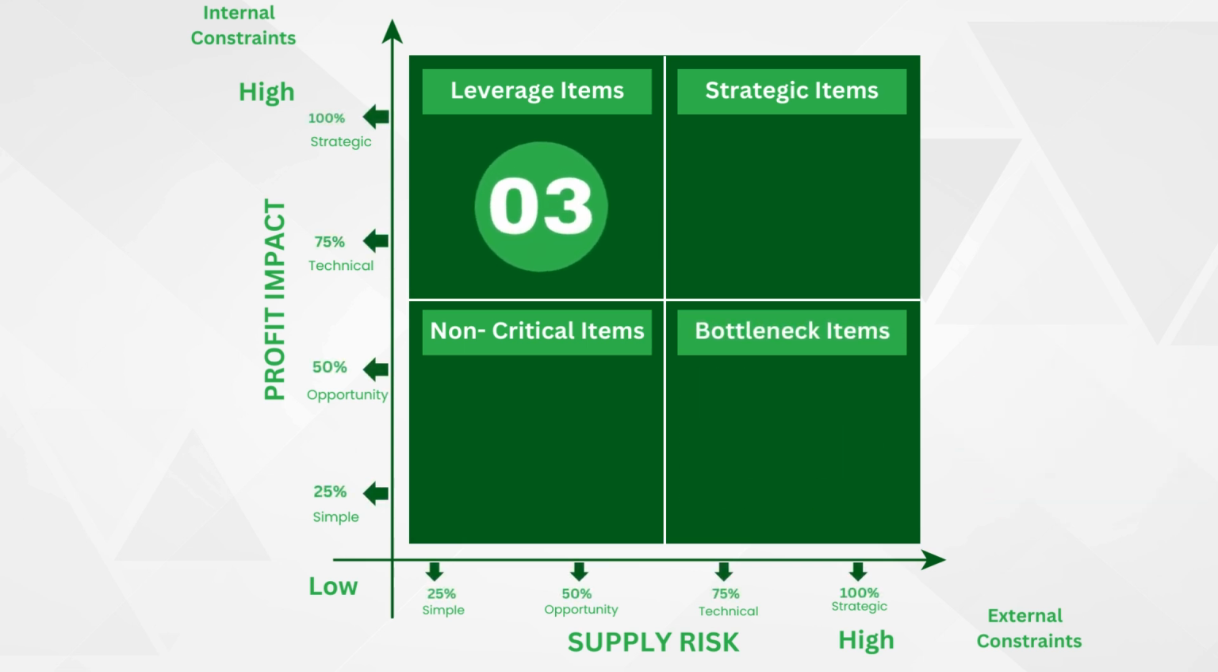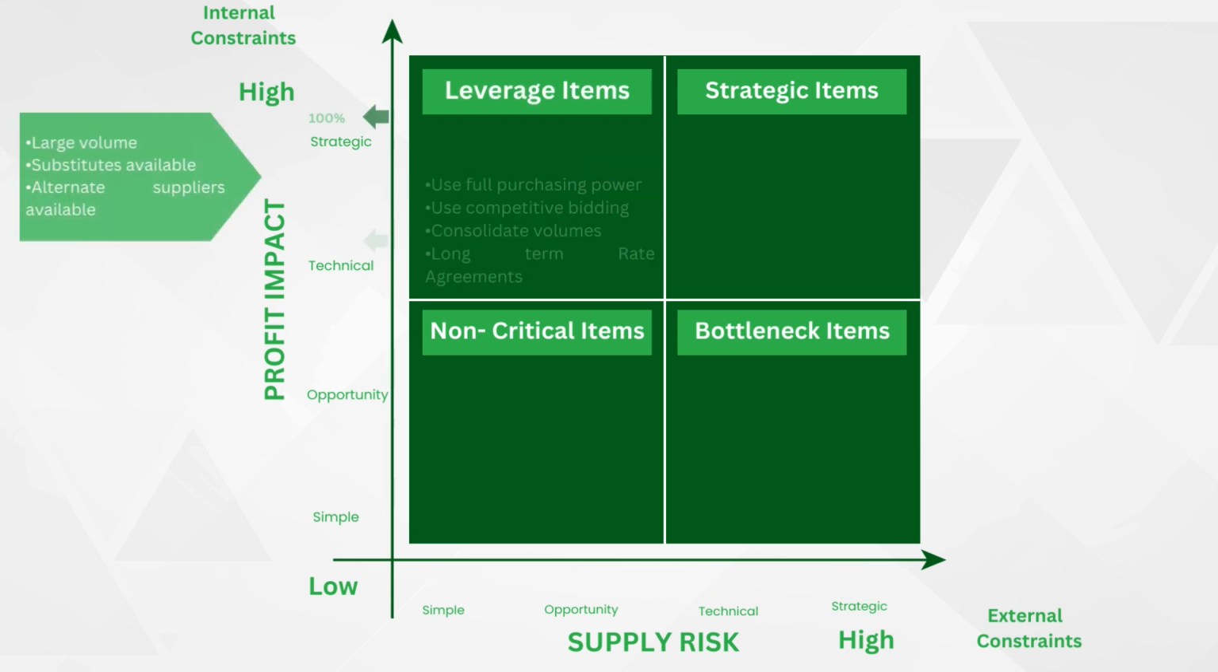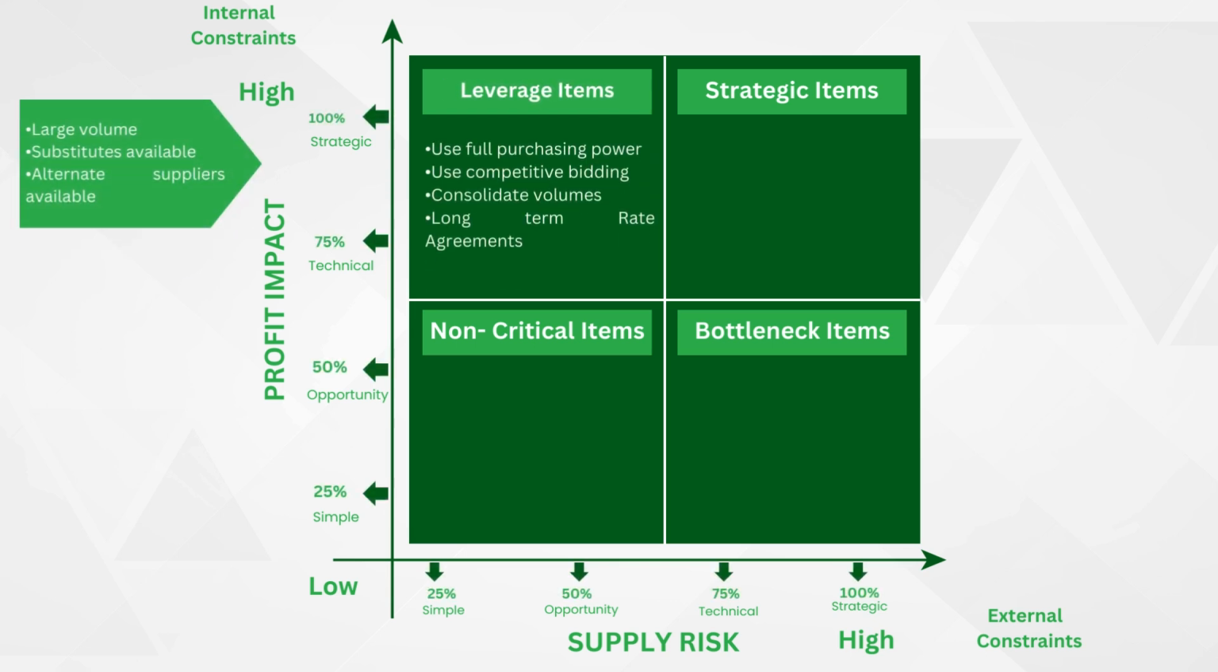Quadrant 03, where supply risk is low but impact on profit is high. This means there are multiple suppliers, and buyers need to leverage them for organizational advantage. E auction is a good tool for this segment to ensure the use of purchasing power by consolidating volumes and going for long term rate agreements to arrest price volatility.